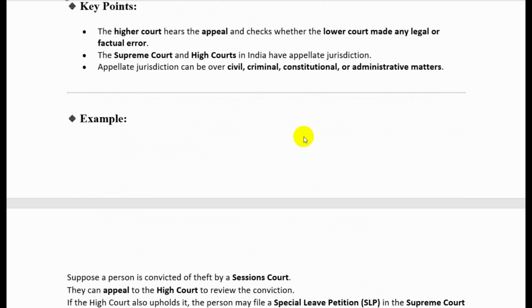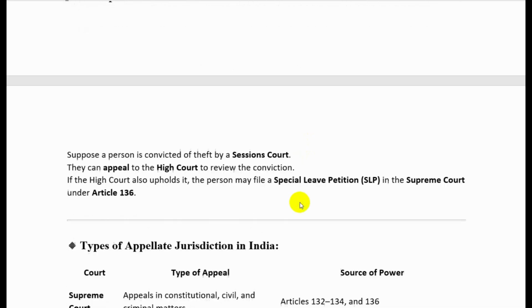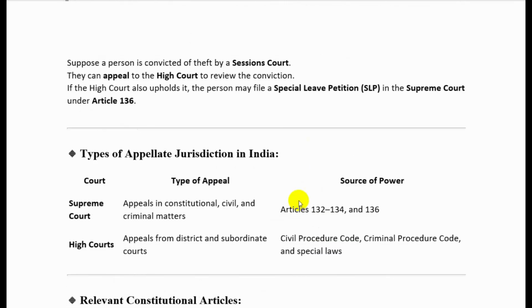The key point of appellate jurisdiction is that the higher court can hear the appeal and check whether the lower court made any legal or factual error. The Supreme Court and High Courts in India have appellate jurisdiction, only they have. Appellate jurisdiction can be over civil, criminal, constitutional, or administrative matters. Let's take an example. Suppose a person is convicted of theft by a Sessions Court. They can appeal to the High Court to review the conviction. If the High Court also upholds it, the person may file a special leave petition in the Supreme Court under Article 136.